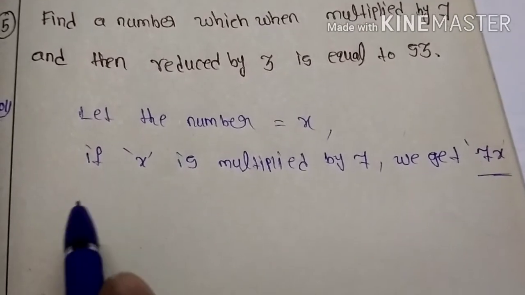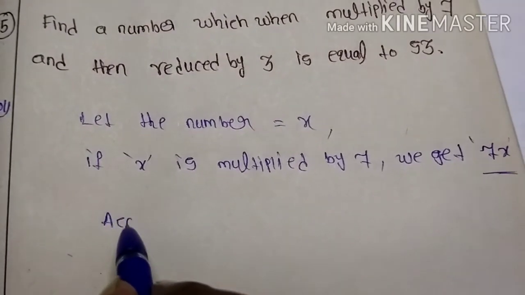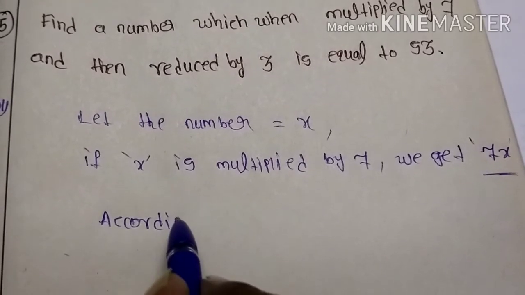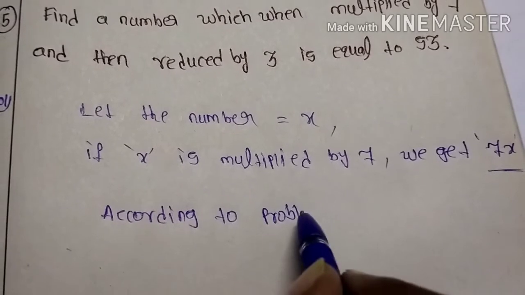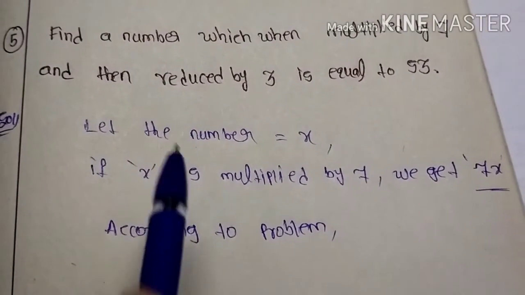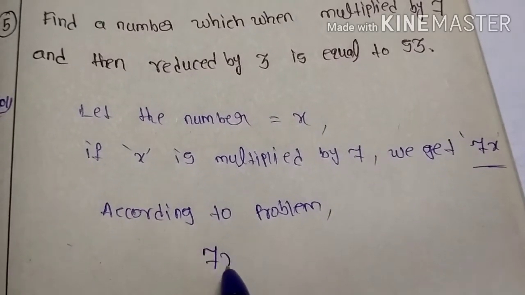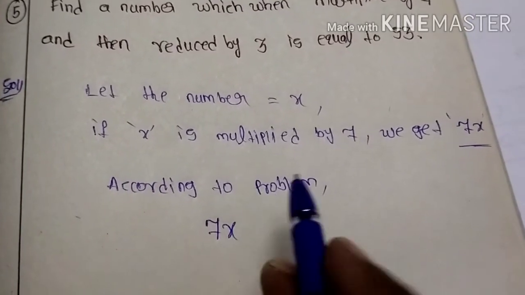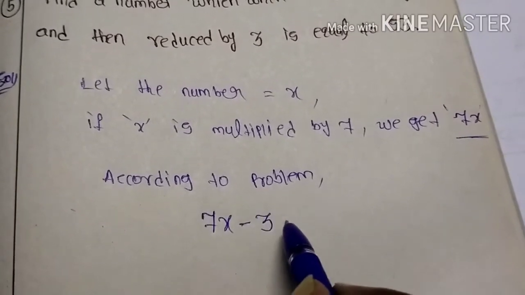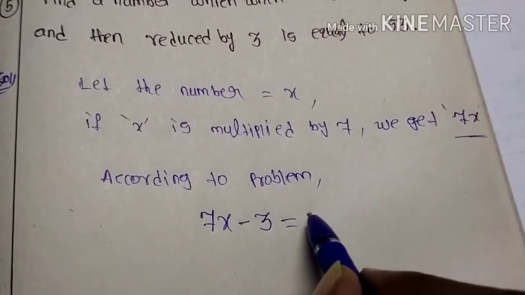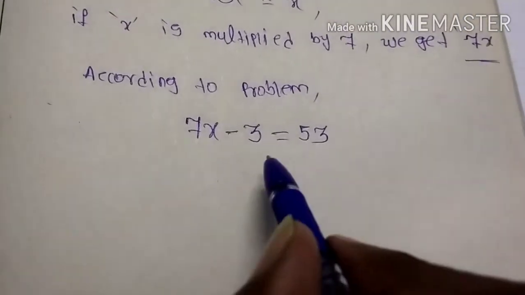See, according to our problem, a number which when multiplied by 7, that means 7x, and then reduced by 3, that means 7x minus 3, is equal to 53. This is a simple equation. Yes or no? From here onwards you know how to do it.